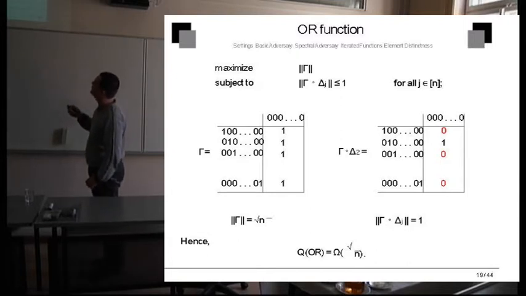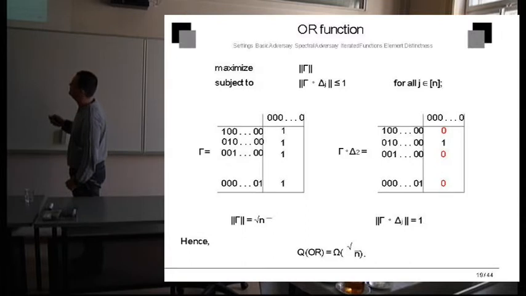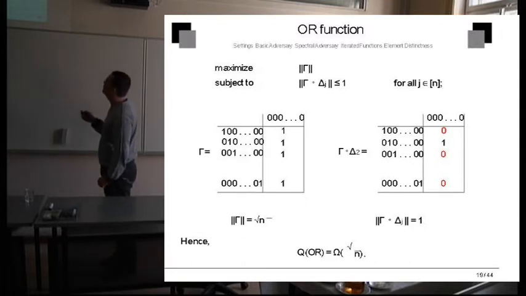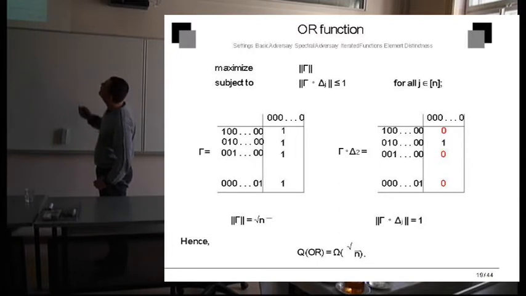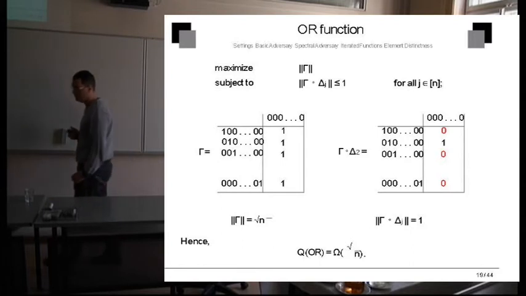And when I calculate, say, gamma times delta 2, I will replace by zeros all those pairs that have the equal second element. So in this case, the second element will be equal everywhere except this row. So only one remains here. Everything else is replaced by zeros. And so the spectral norm of this matrix is square root of n. And the spectral norm of this matrix is 1, but it's easy to see that it's independent of which delta j I multiply by. So I get that this is at most 1. So this gamma satisfies this condition. And I get that this spectral norm, square root of n, is a lower bound on the quantum query complexity of OR.